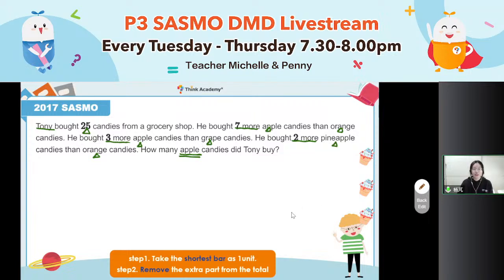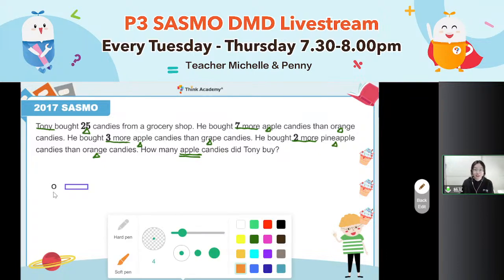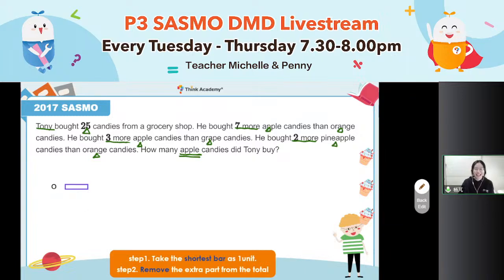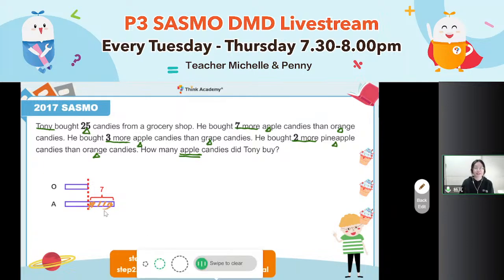Okay, then let's draw out the model here. Because apple is more, we will draw a shorter bar to represent orange. I just write down one number because I'm a little bit lazy. Orange, a shorter bar. Then apple more means apple's bar should be longer than orange's bar. After you draw the bar, don't forget to label the key information. 7. Where should I label 7? Draw a dashed line, then this longer part should be 7.